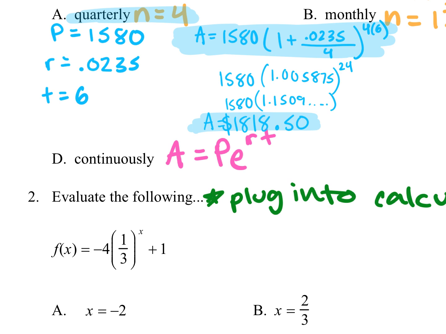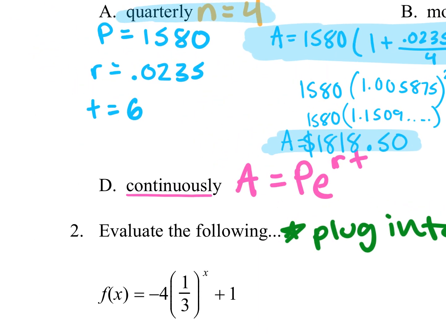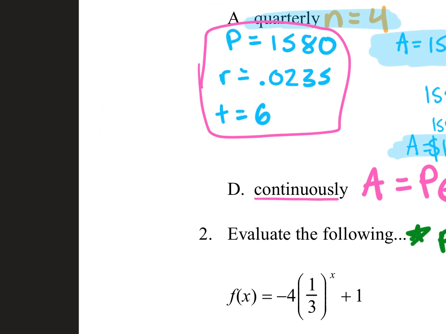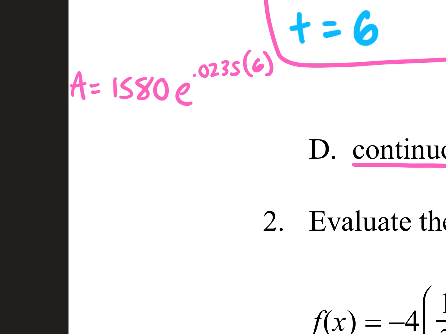All right, next let's find when it is compounded continuously. Anytime you see the word continuously, you have to use your PERT formula: A is equal to P times e to the power of RT. So our P, R, and T stay the same from the question above, but we're using our PERT formula. I'm going to do it on the side over here. Our amount is equal to 1580 times e to the power of R times T, so 0.0235 times 6. We get 1580 times e to the power of 0.141.